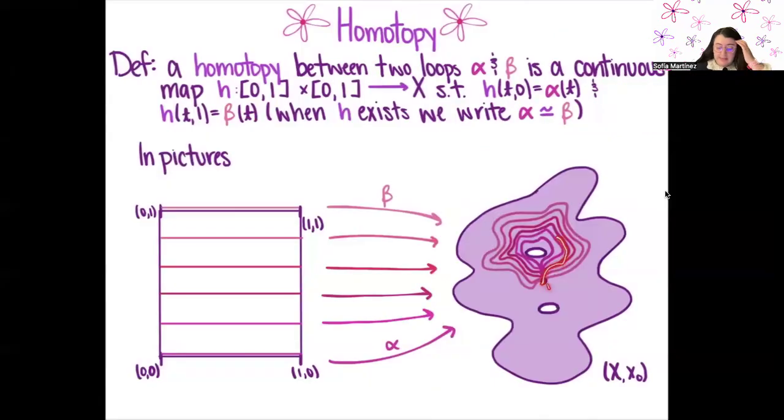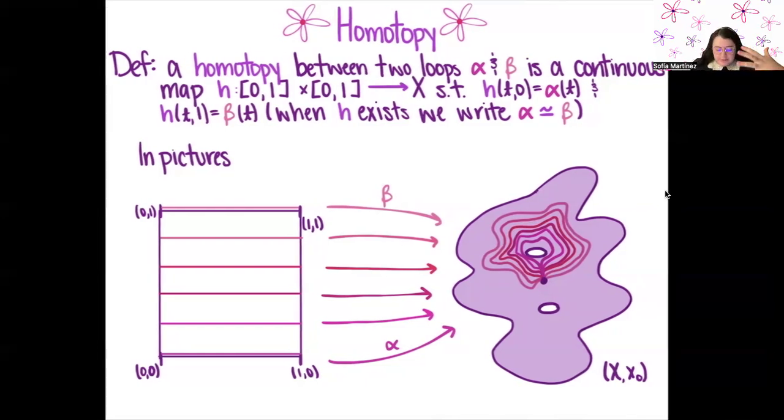So I really foliate the space in between alpha and beta as I go around, as this time interval increases. And this is, again, in pictures, what it means for your two loops to be homotopic. Can I continuously deform with a family of loops one into the other?